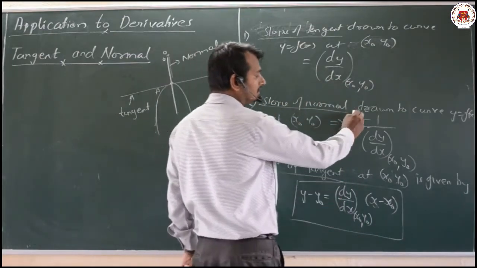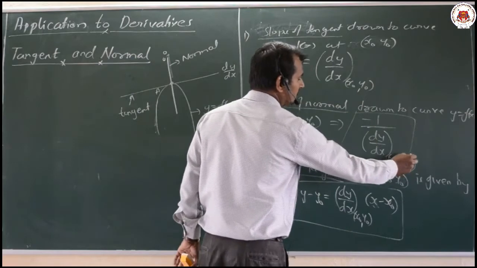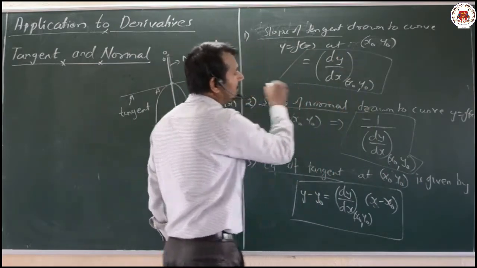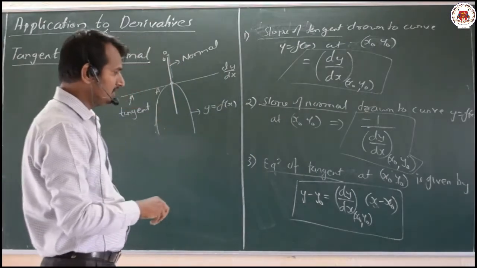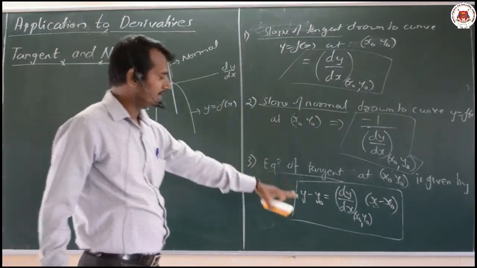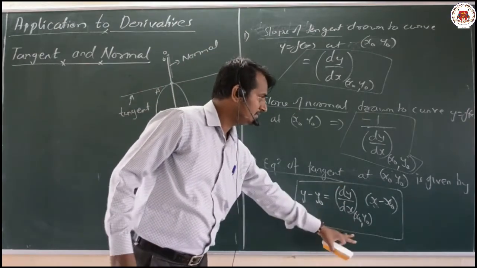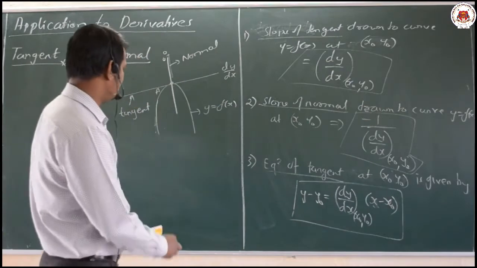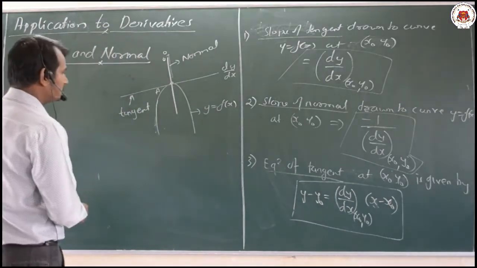Here it is the slope of the tangent. Similarly, for the equation of the normal, everything will be the same. In place of dy by dx, we have to substitute the slope of the normal. Very simple thing, that is the slope of the normal.